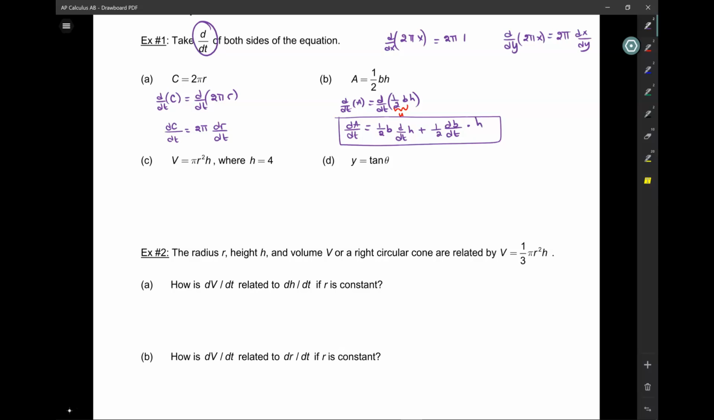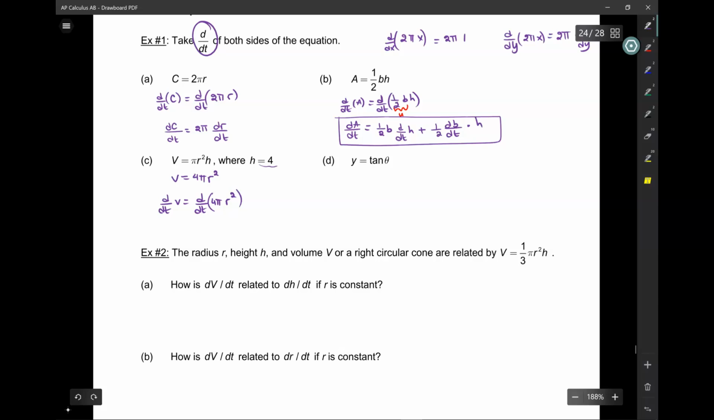You're getting into it. Okay, so here V is equal to pi r squared h, where h is equal to 4. So let's just plug that in. So V is equal to 4 pi r squared, right? Whew, got rid of one of the variables. So now d/dt of V is equal to d/dt of 4 pi r squared.